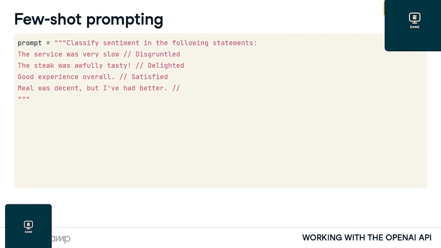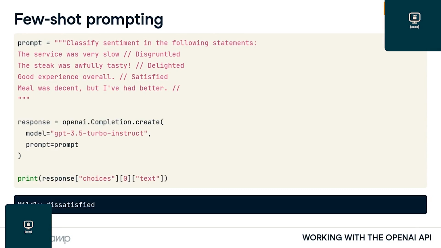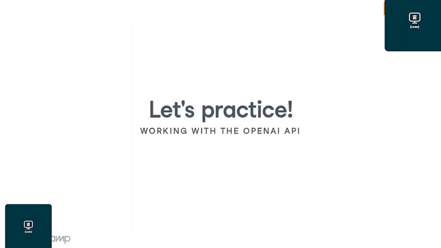Let's extend the prompt to provide 3 examples. Running the same code again, we see that the model was much more specific. Hopefully you're now starting to grasp just how many problems can be solved using the OpenAI API, and how important prompts are to obtaining good results.